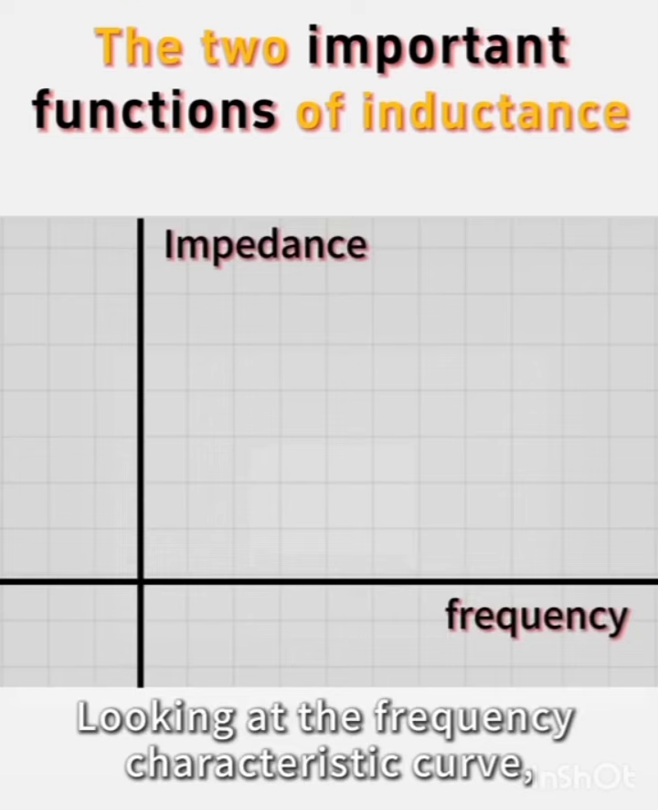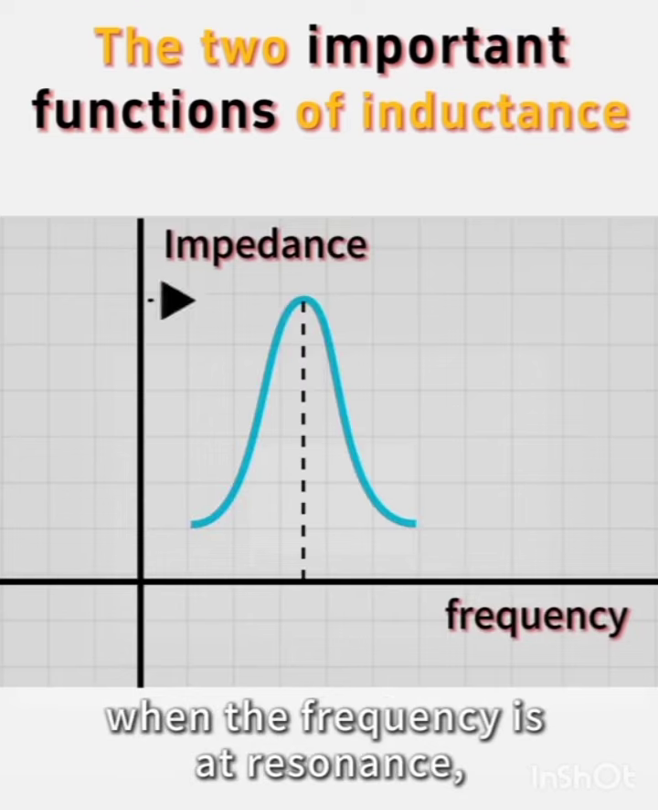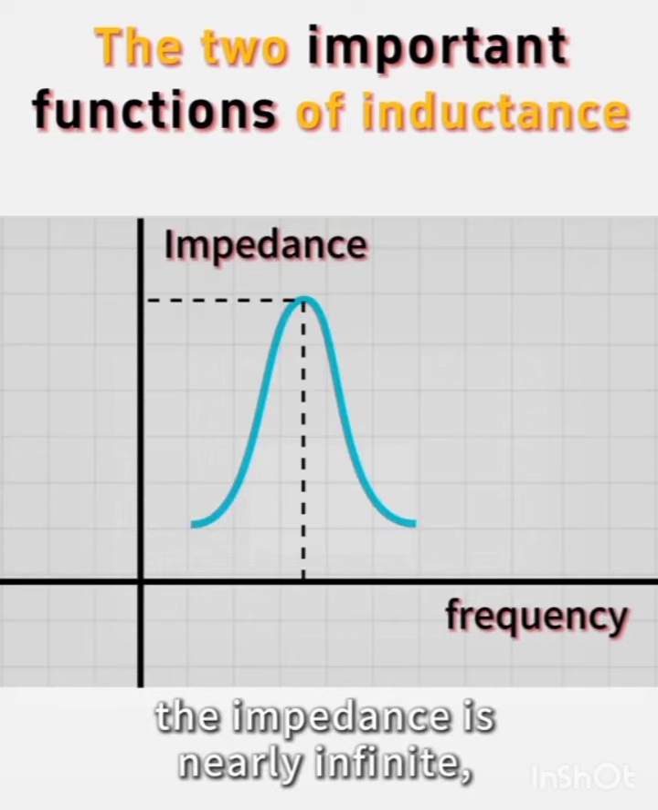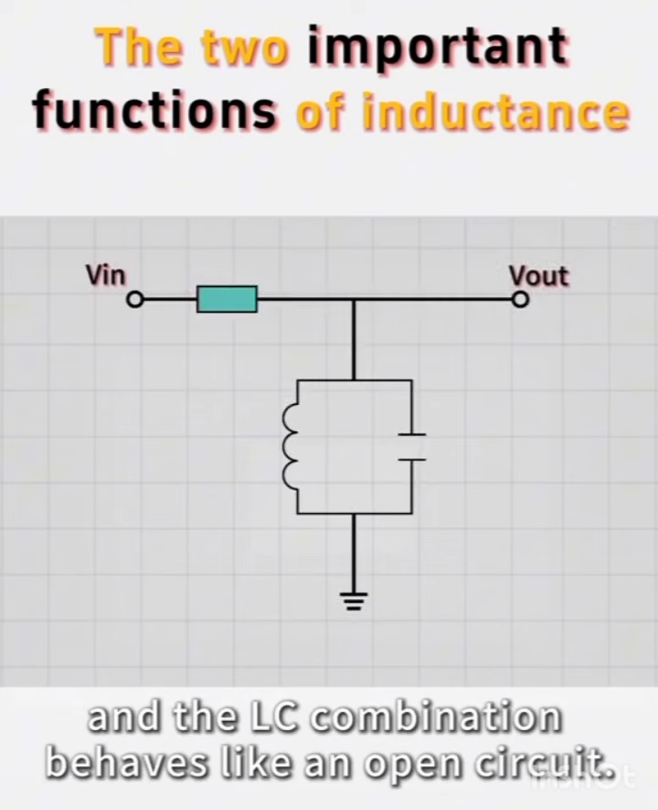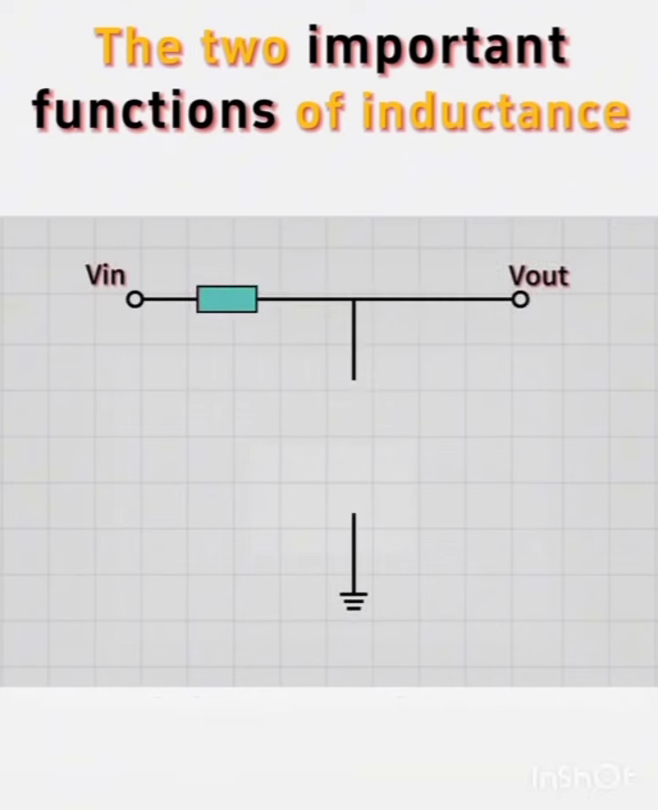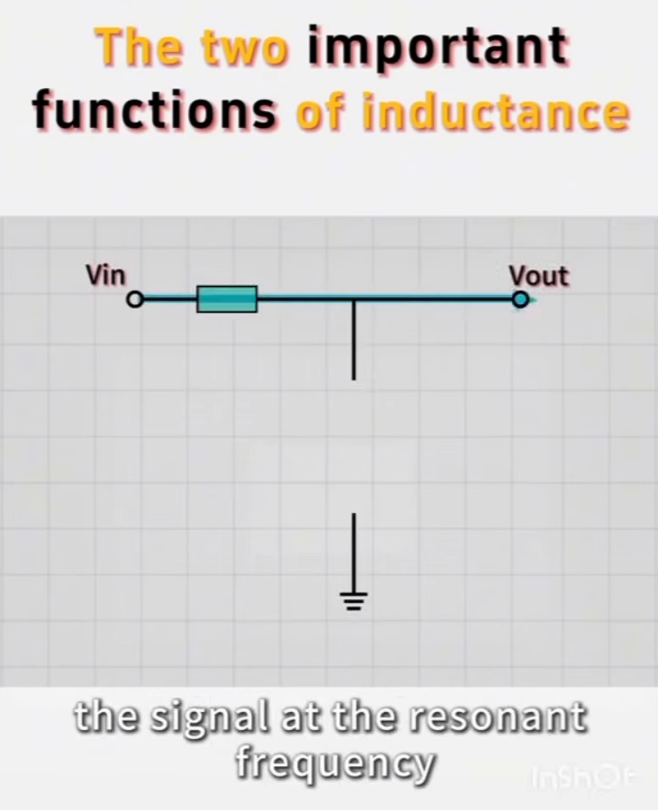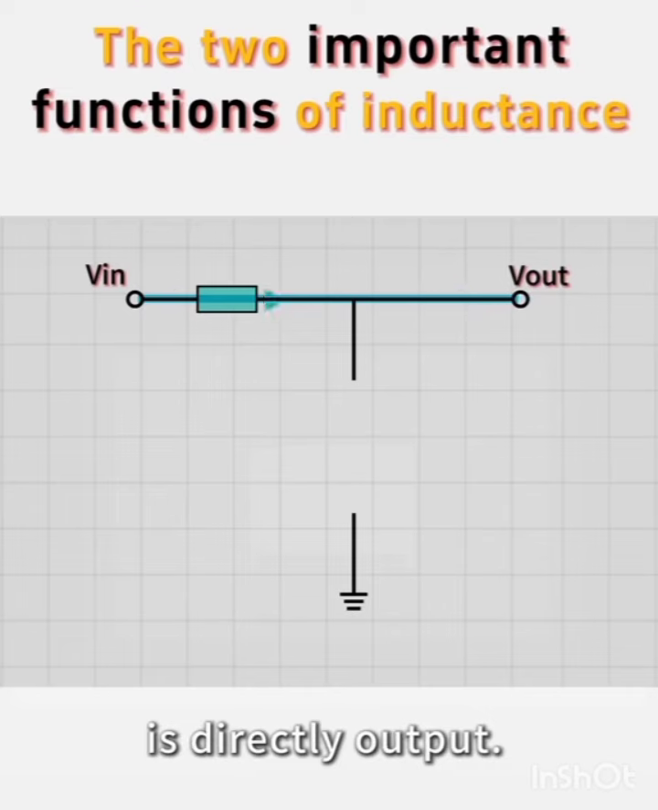Looking at the frequency characteristic curve, when the frequency is at resonance, the impedance is nearly infinite, and the LC combination behaves like an open circuit. In this case, the signal at the resonant frequency is directly output.